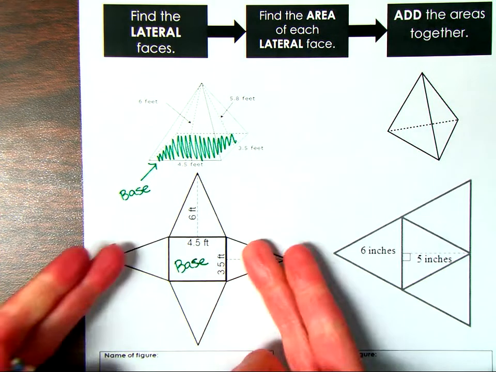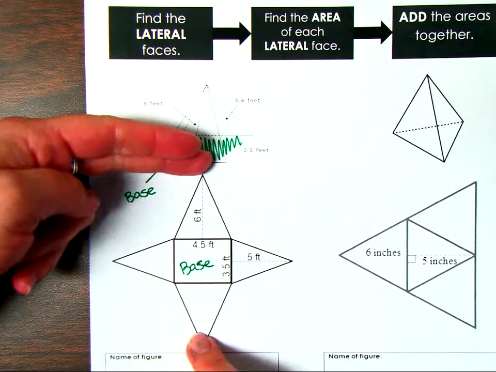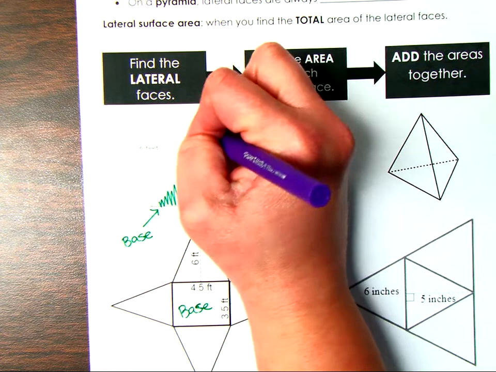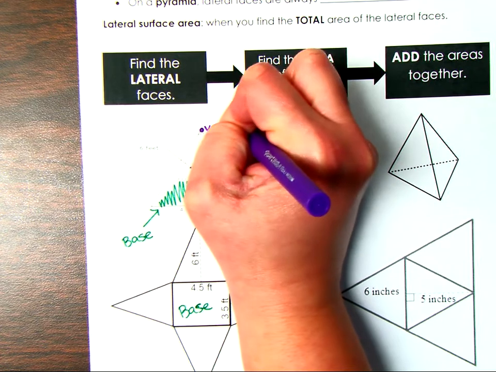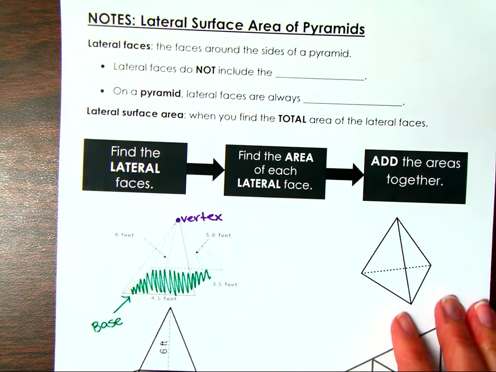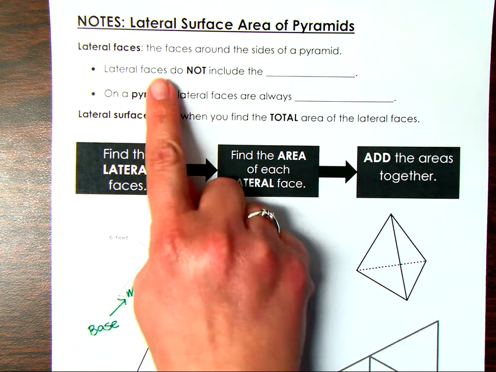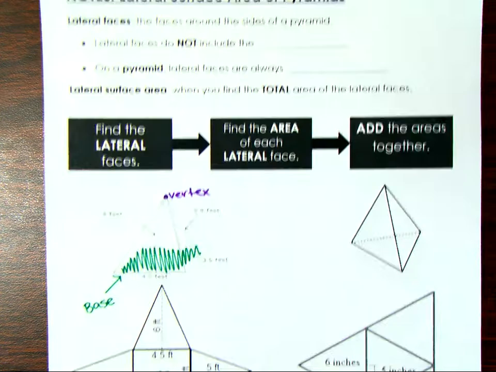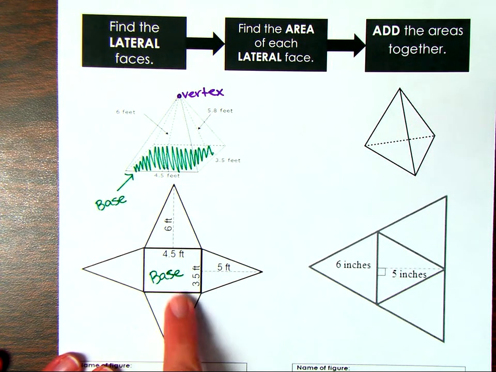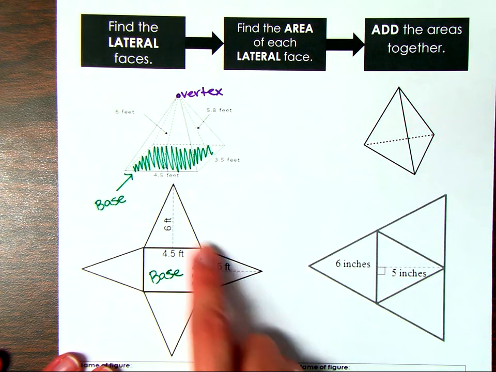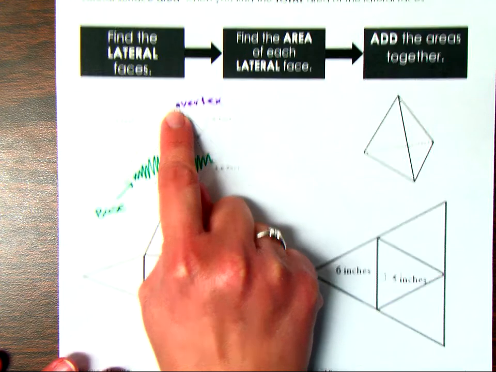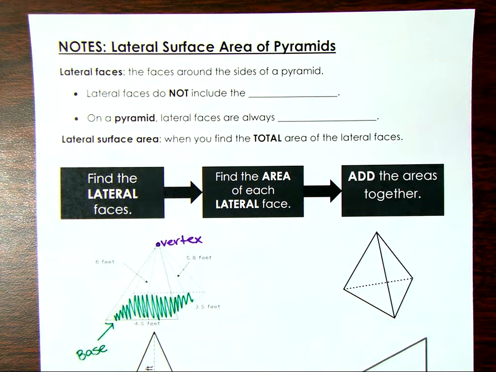Again, with a pyramid, if we were to fold these two triangles up and then fold these two triangles up, they're going to meet right here at this vertex. So this is why a couple lessons before this, we talked about distinguishing between prisms and pyramids. The lateral faces are going to be the faces around the side of that pyramid, and your faces in a pyramid are always going to be a triangle. Your base could be any shape, but your faces are always a triangle because you're folding up and meeting at that point called the vertex. So we're going to find the area of all those triangles.